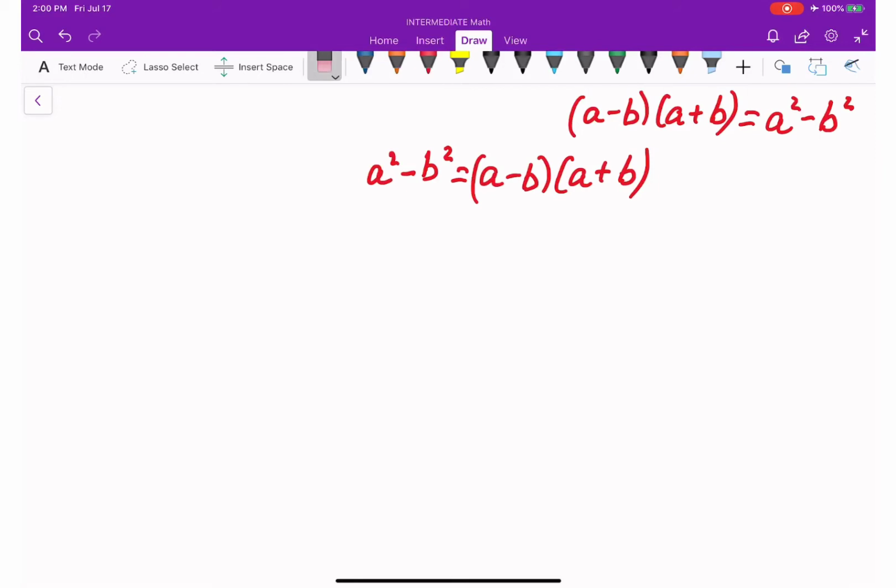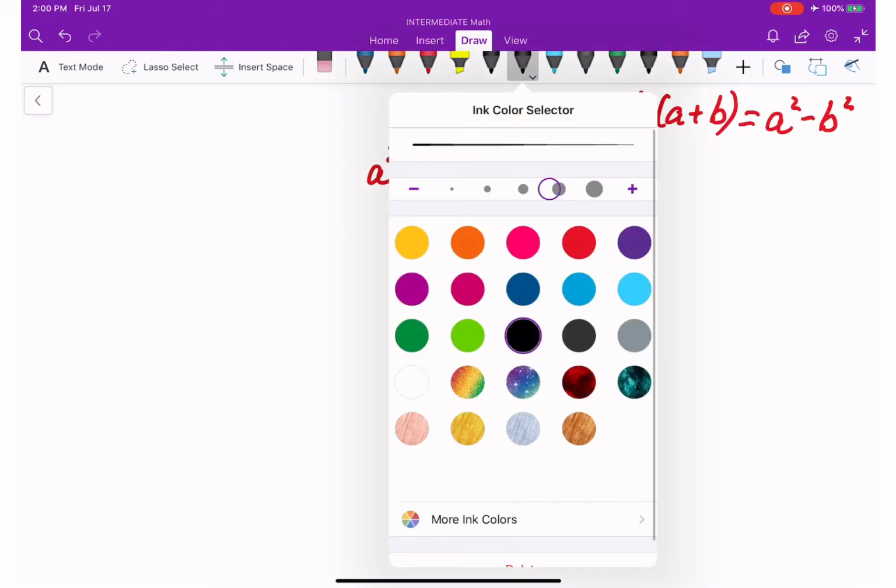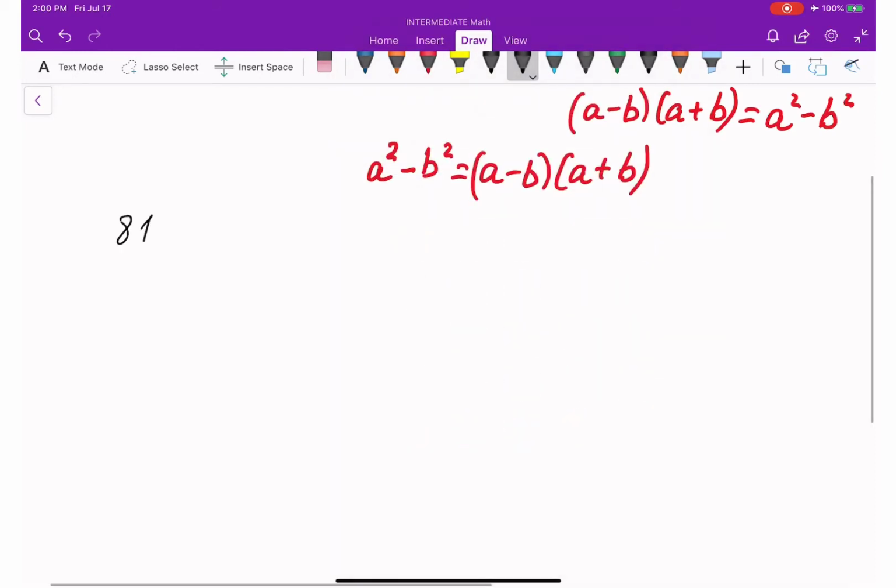Okay, let's start. So, let's assume we have 81x squared minus 1. All right. So this format, I'm looking if it will match my a squared minus b squared.